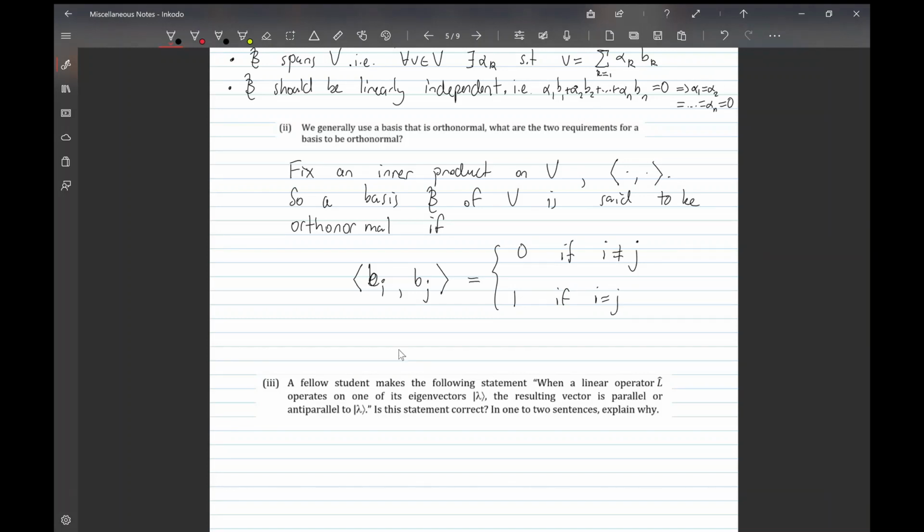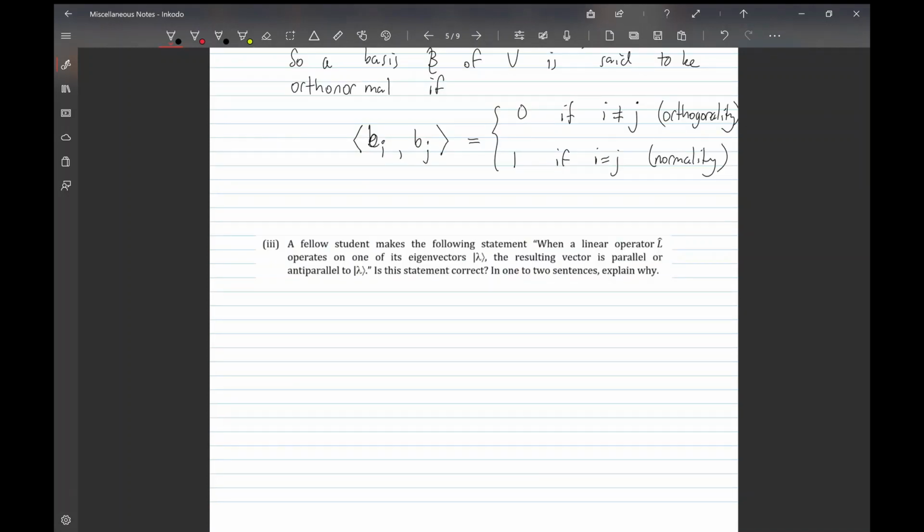This 0 if i is not equal to j, and some non-zero thing if i is equal to j, this is the orthogonality condition. And this being in particular equal to 1 when i equals j is the normality part of the orthonormal basis condition.